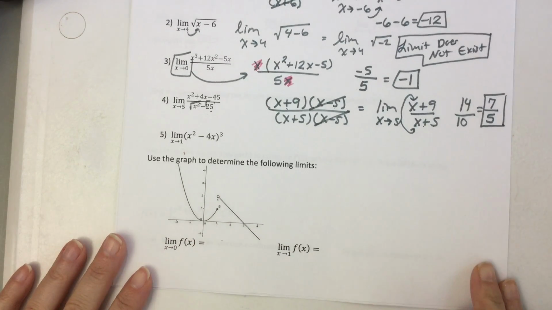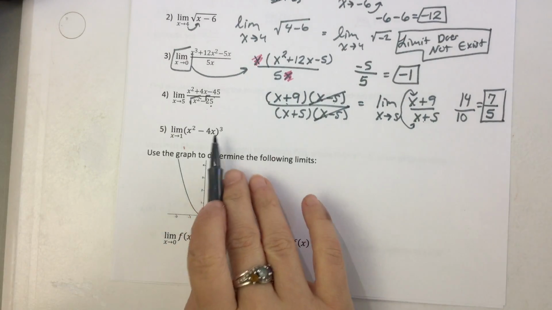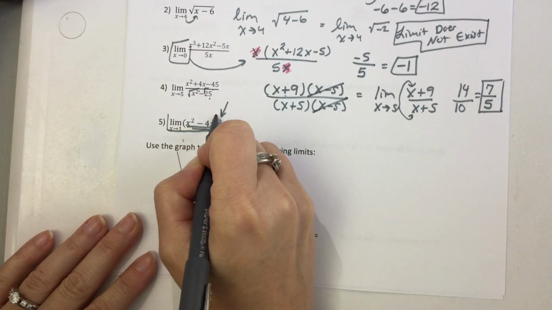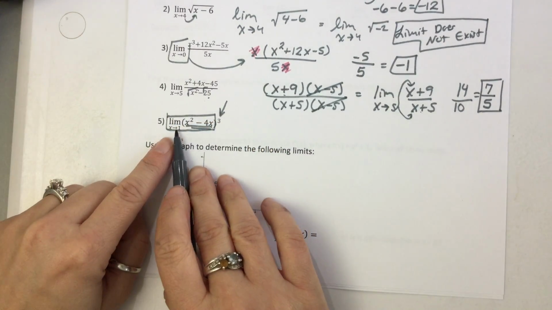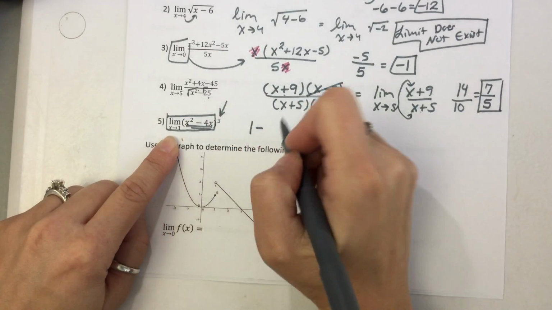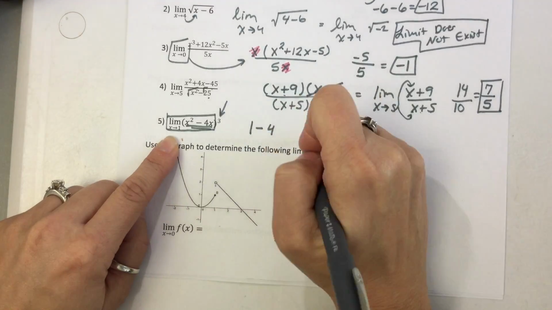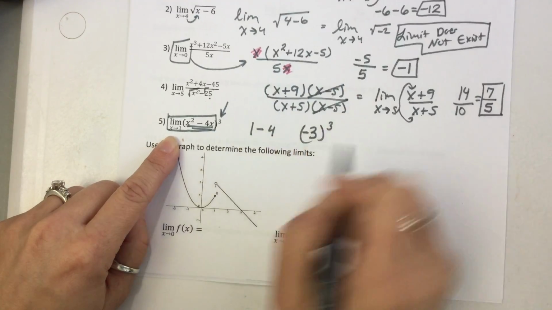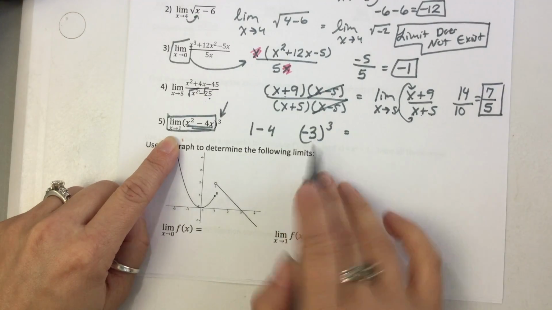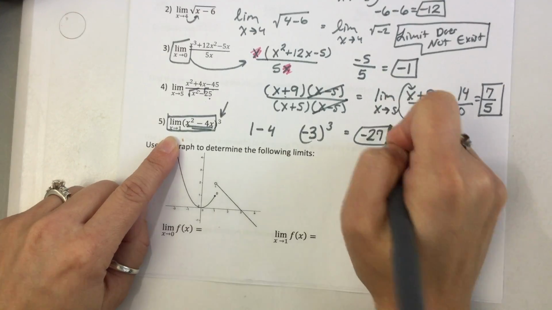Okay, here's another one. Remember, there is that property that says if you have an exponent, what you're allowed to do is go ahead and calculate the limit that's inside first, then apply that exponent to the limit. So I'm going to go ahead and calculate this and not worry about the exponent right now. If I put in a 1, 1 squared is 1 minus 4 times 1 is 4. 1 minus 4 is negative 3. Now I can calculate that to the power of 3. Negative 3 times negative 3 times negative 3 is negative 27.